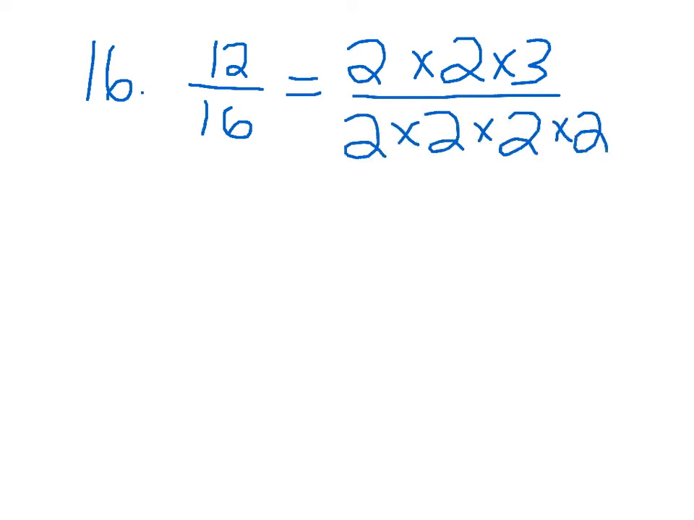Okay, so I'm looking for common factors here. I see a 2, I can remove that. I see a 2, I can remove that. I'm left with 3 over 2 times 2, which is 3 over 4.